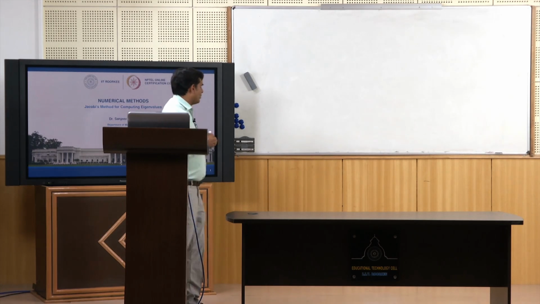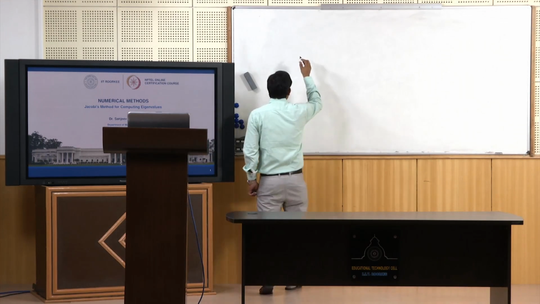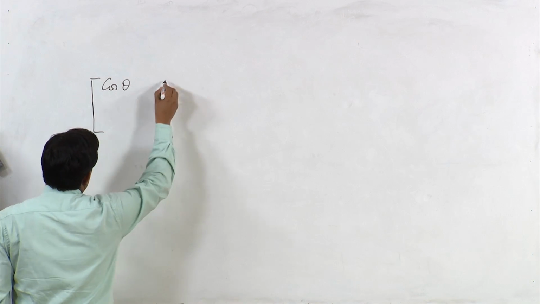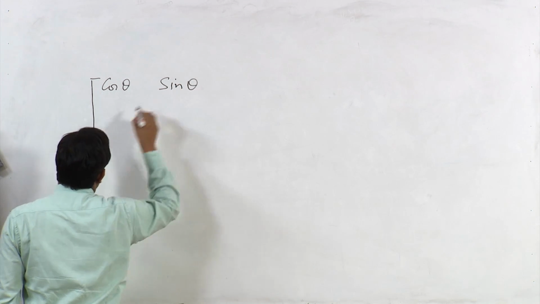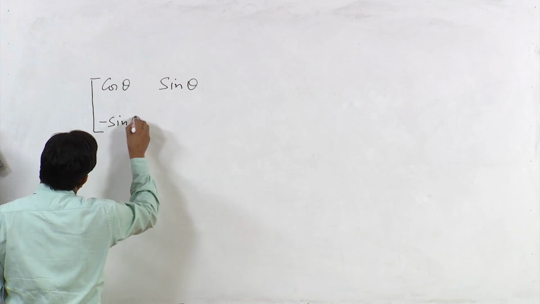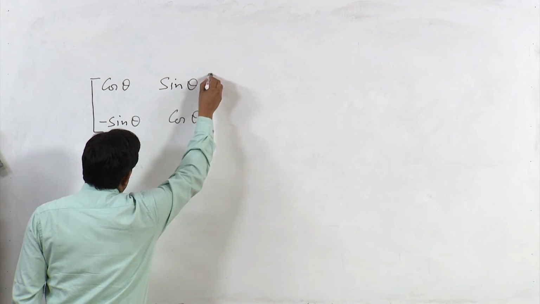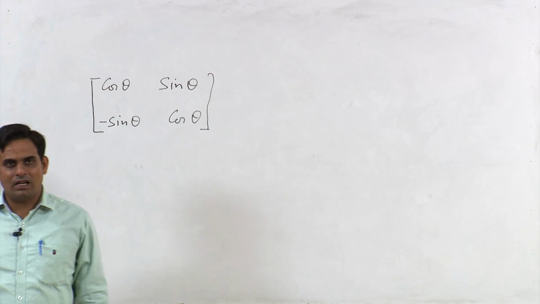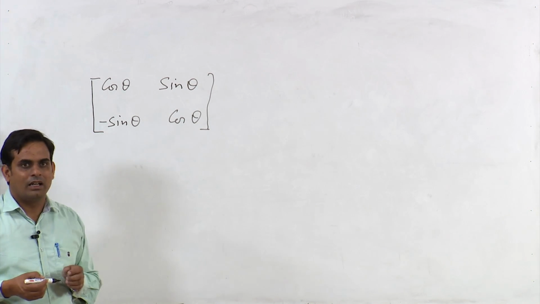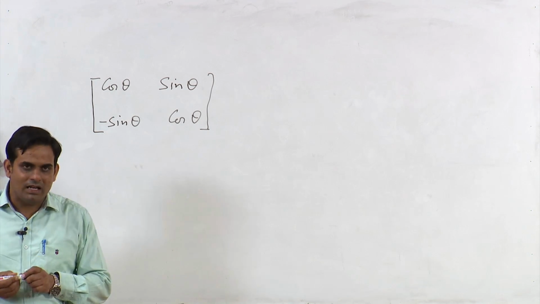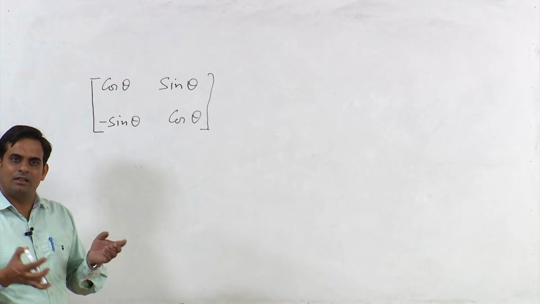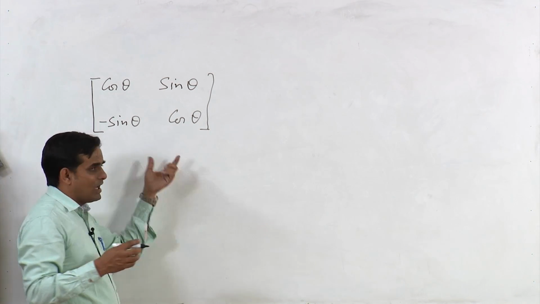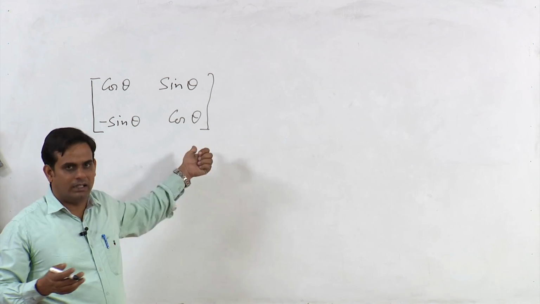So, what do we mean by a rotation matrix? A 2 by 2 rotation matrix in a plane is given by this particular matrix. It is an orthogonal matrix, you can check, it has determinant 1, A transpose equals A inverse and so on. This is about the rotation in a plane by an angle theta.